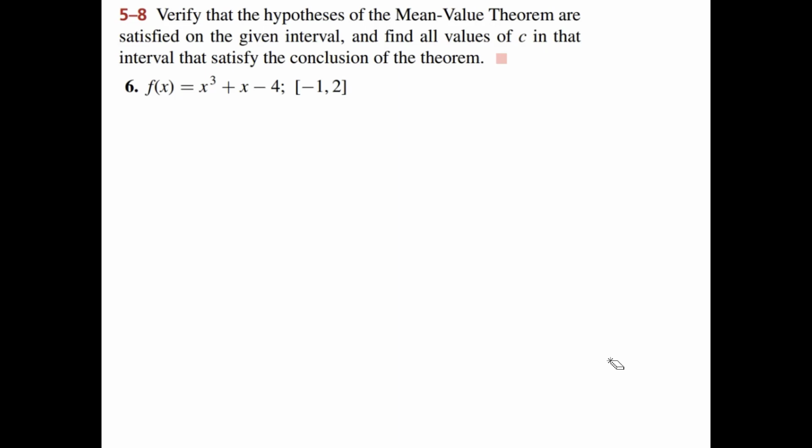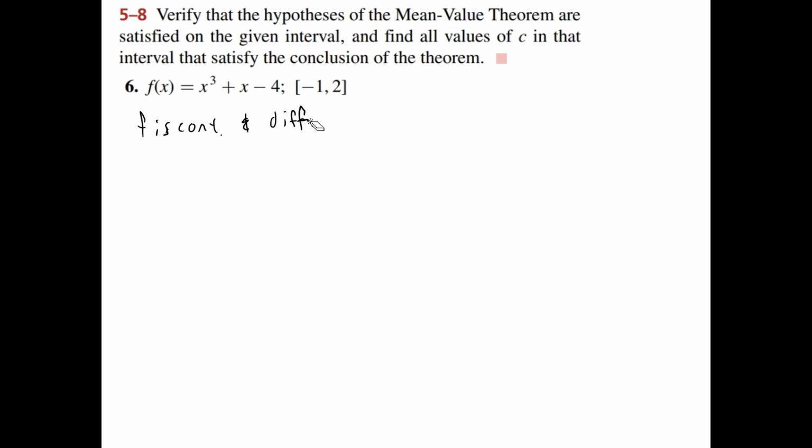So verify that the hypotheses of the mean value theorem are satisfied on the given interval, and find all the values of c in that interval that satisfy the conclusion of the theorem. So this function is continuous and differentiable, and that's all we need. So just make a quick statement. F is continuous and differentiable. So then we're ready, we're good to go. And find all the values of c in that interval that satisfy the conclusion of the theorem.